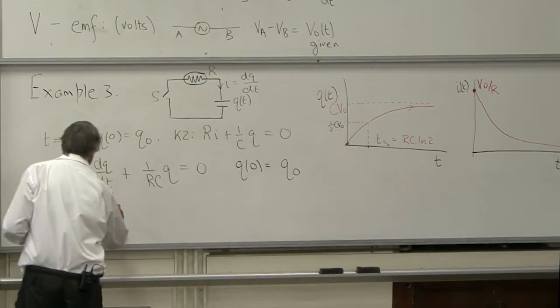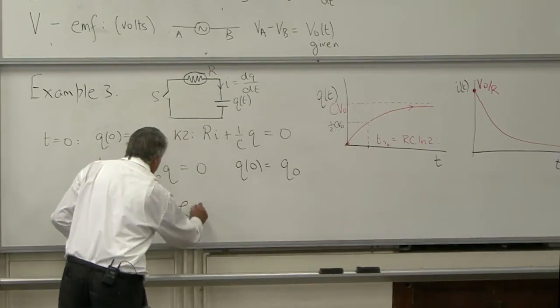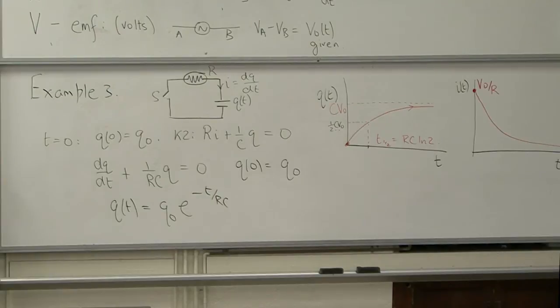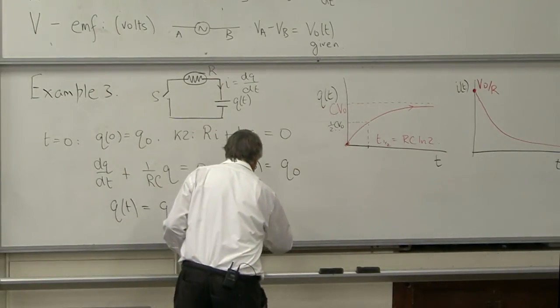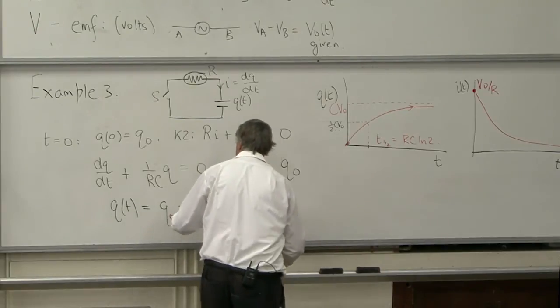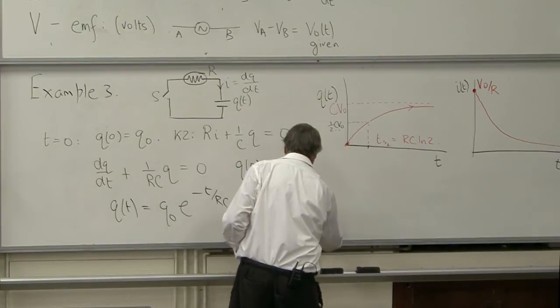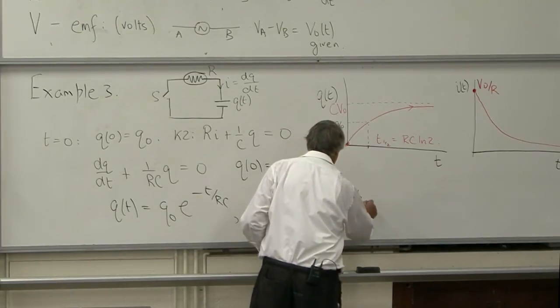Well, now the solution to this is very easy. It's so easy, you've done it so many times in radioactive decay. It's just Q0 e to the minus t over RC. The current, I of t, is the derivative of this, which is what? It's Q0 over RC times e to the minus t over RC.